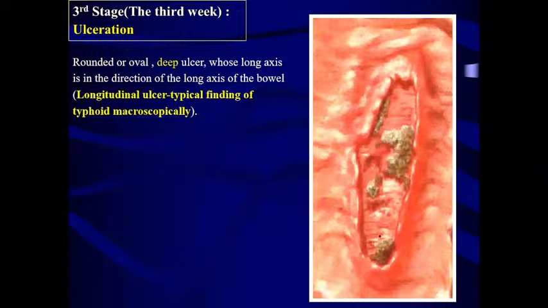Week 3, you have ulceration after necrosis of the surface mucosa, where you find rounded or oval deep ulcers whose long axis is in the direction of the long axis of the bowel. So they are longitudinal ulcers. These are a typical finding in typhoid at macroscopy. When you're doing either autopsy or colonoscopy, this is the nature of the ulcer: longitudinal, along the long axis of the intestine.